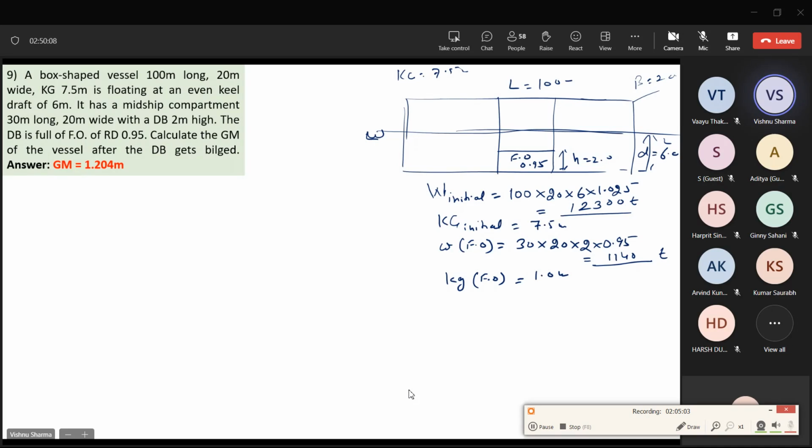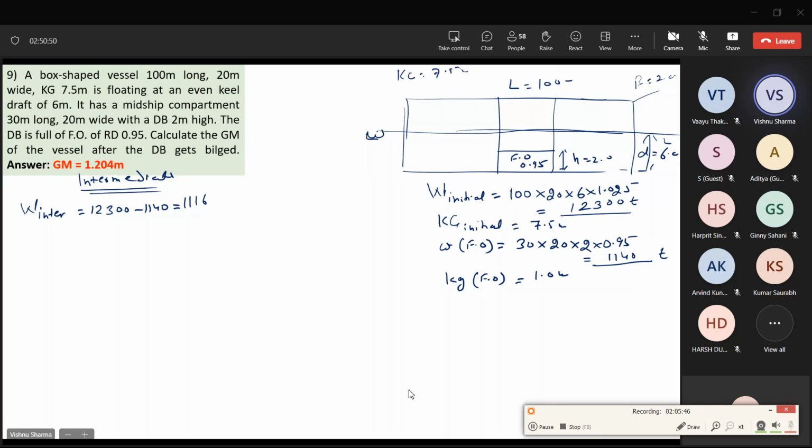Now, I basically come to an intermediate condition wherein I assume this oil to be pumped out. Ship is intact, not damaged yet. So the displacement of the ship in the intermediate condition will become 12,300 minus 1140. How much does it come to?